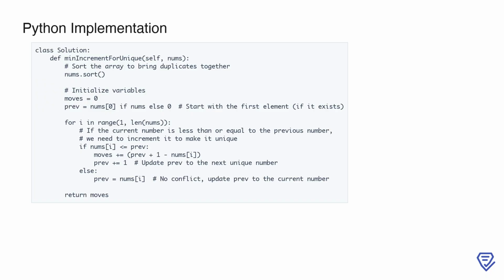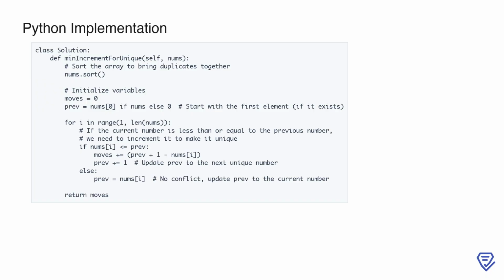Next, we initialize two variables. The moves variable will track the total number of increments required, and previous will keep the previous processed value. This helps us enforce the condition where each element in the array is unique. Initially, previous is set to the first element of the sorted array, or 0 if the array is empty. The algorithm then iterates through the sorted array starting from the second element.